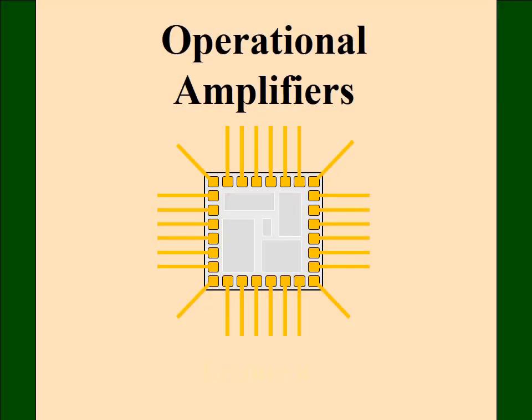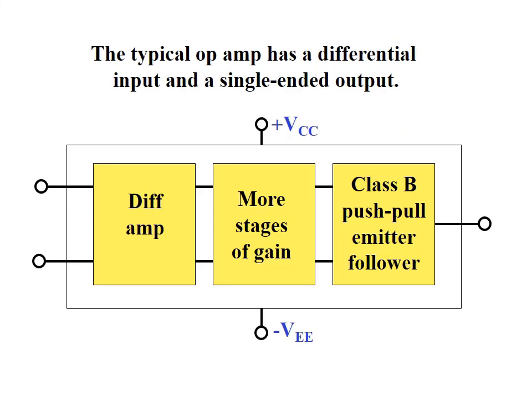Hi, welcome to the week 13 session, Operational Amplifiers. This will be the last session in this course. So the typical operational amplifier has differential input and single-ended output. The figure shows a block diagram of an op-amp. The input stage is a differential amplifier.